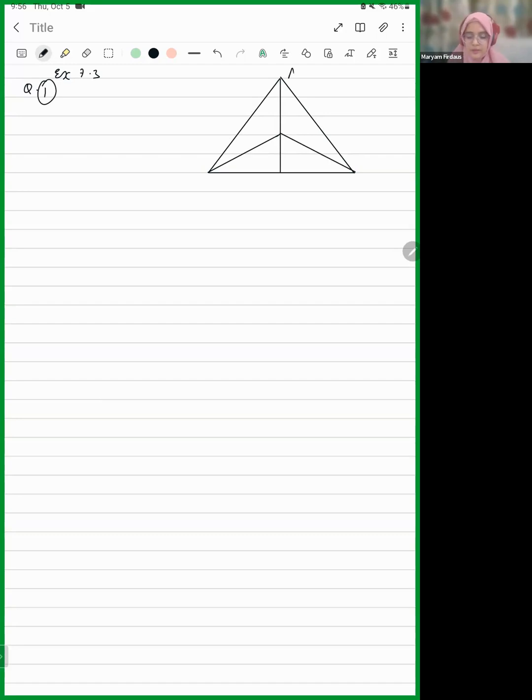A, B, C, D, and this is D. Okay, let's write what is given. What is given are two isosceles triangles, right? So AB is equal to AC. Yes, ma'am, we have to prove that ABP is congruent to ACP. Yeah, that's something we have to prove.